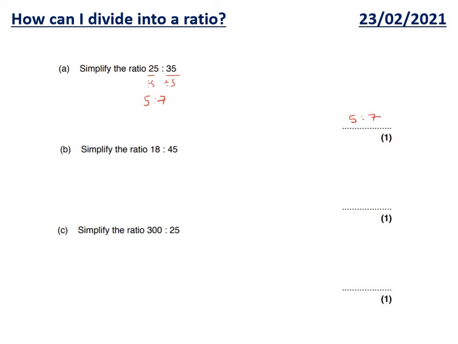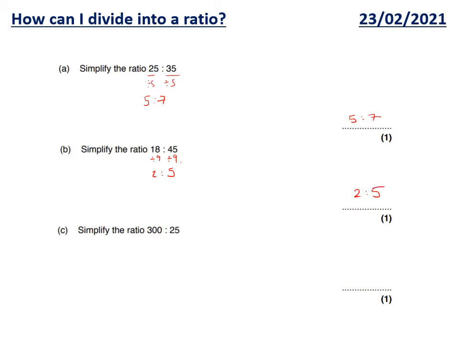Simplify the ratio here, 18 to 45. Now, again, this can be done maybe in a couple of steps if you can't spot the times table straight away. I know 18 and 45 are both in the 9 times table. So let's divide them both by 9. How many 9s make 18 is 2. How many 9s make 45 is 5. So we get 2 to 5.